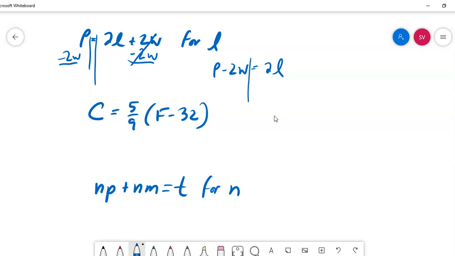Now I have a 2 that's attached to the L by multiplication, so I'm going to divide it. And that's it. That's how you do it. L is equal to P minus 2W over 2.